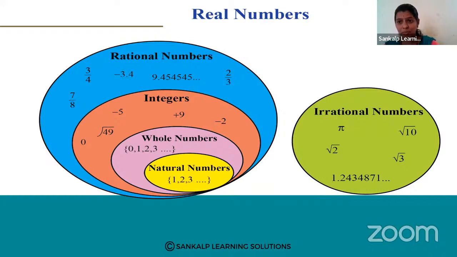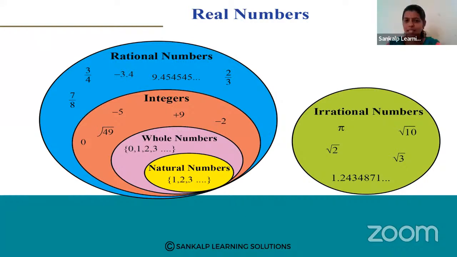Yes, real numbers. So we know what is numbers. Numbers means it is counting. So 1, 2, 3, 4, 5. That all we call it as numbers. So there are so many types of numbers, right? So that is natural numbers, whole numbers, integers, rational numbers, and irrational numbers.